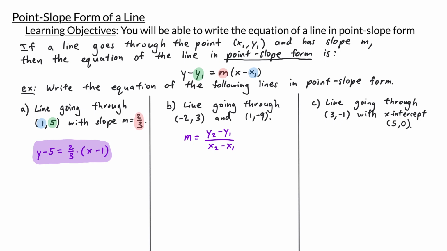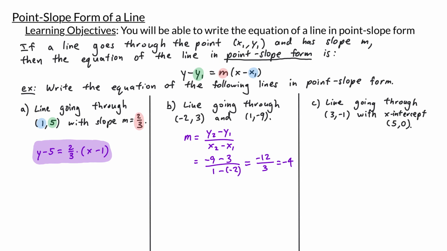So plugging those numbers into our slope formula, we get that the slope is equal to (-9 minus 3) divided by (1 minus -2). In the numerator, -9 minus 3 gives us -12. In the denominator, 1 minus -2 gives us +3. And we can simplify this. -12 divided by 3 gives us -4. So now we have everything that we need to write down the equation of a line.